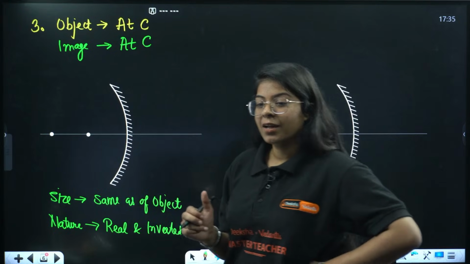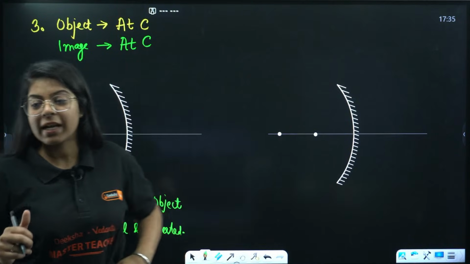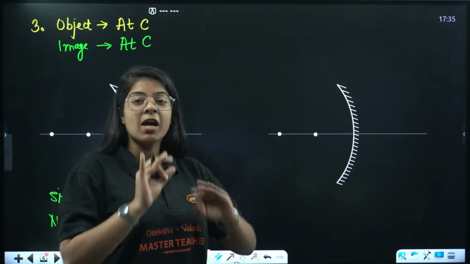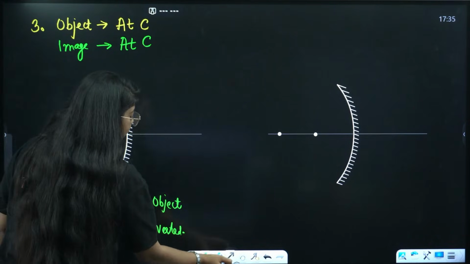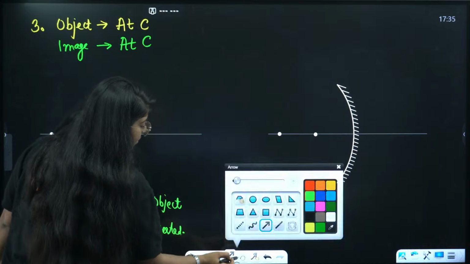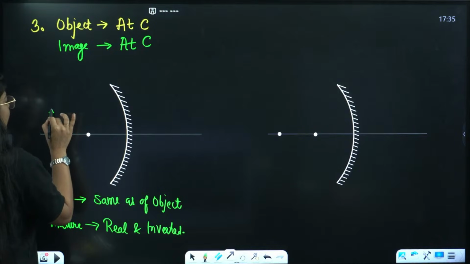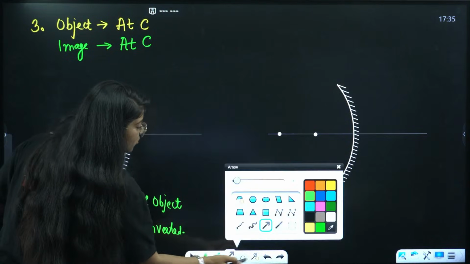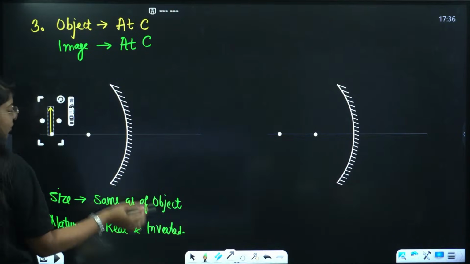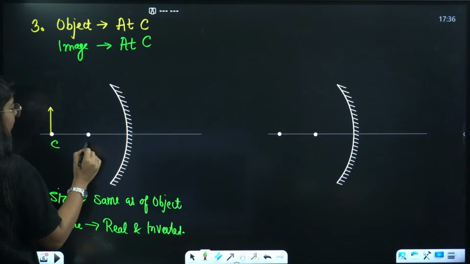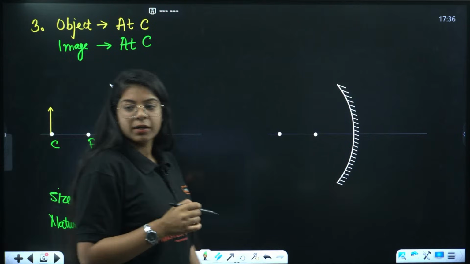Mikasa is also saying at C, real, inverted, same size. Let's see how we make this image perfectly. What do you have to do? You have to get your scale and pencil. First you have to make the object at center of curvature. This is my center of curvature. This is center of curvature. This is focus and this is pole. Done.